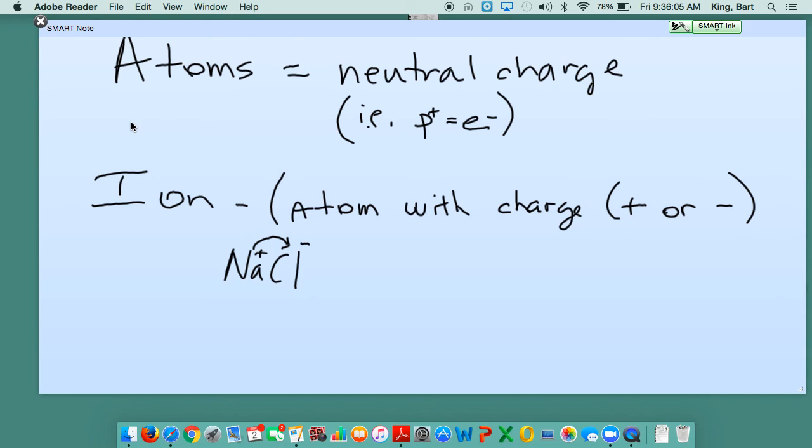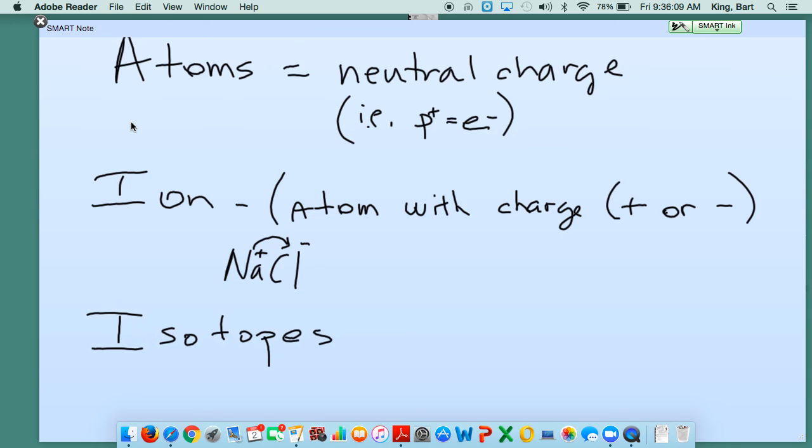Some atoms can have what's called isotopes. For example, carbon. There's a carbon 12, a carbon 13, and a carbon 14. These are just 3 different versions of carbon. They have the same chemical makeup. They just each have a different number of neutrons. So this one has a little more mass than that one, and this one has a little more mass than this one. Here's where the 12 comes from.